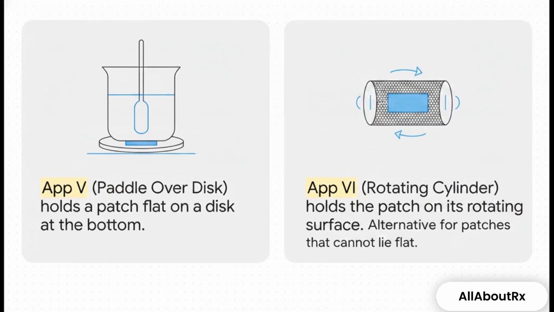But what if you have an adhesive-type patch that just simply cannot lie flat on a desk? Well, that's where the alternative, Apparatus VI, saves the day. The patch is mounted to the outer surface of a cylinder, which then rotates to provide uniform agitation. The bottom line is both of them keep the patch secure for incredibly accurate testing.